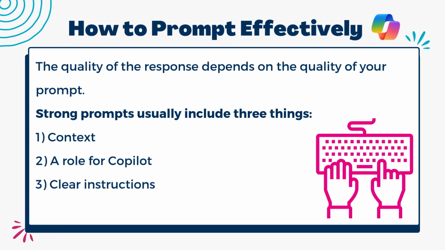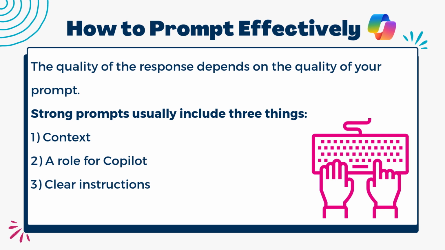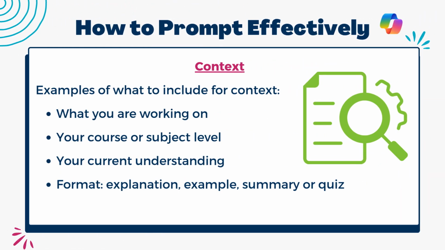Now let's talk about prompting effectively. When using generative AI, the quality of the response depends on the quality of your prompt. Strong prompts include three things: your context, a role for Copilot, and clear instructions. First, let's start with context. This might include what you're working on, your course or subject level, your current understanding, and the format you want, like an explanation, example, summary, or quiz.